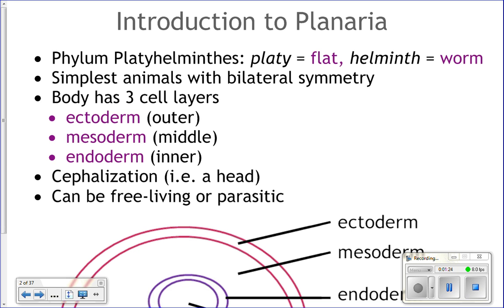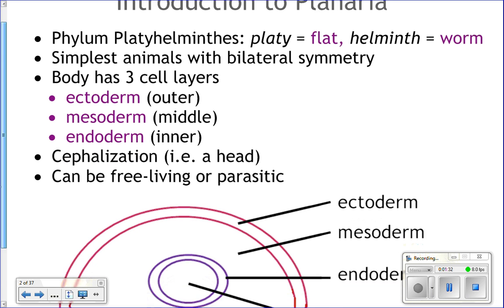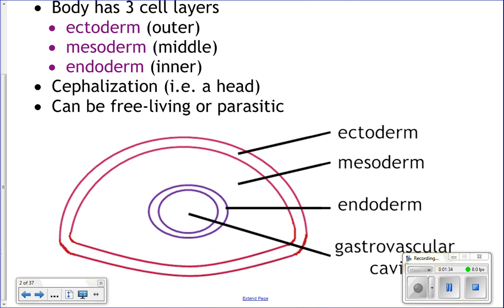They do have 3 cell layers. Okay, so they've got the ectoderm, the endoderm, and the mesoderm. Okay, just like our jellyfish did. And then they do have cephalization. Okay, so they have a concentration of sense organs in the head region. So they've got like eye spots, and they've got like chemical receptors, and they've got a brain, all in the head region. Okay, flatworms can be free living or they can be parasitic.